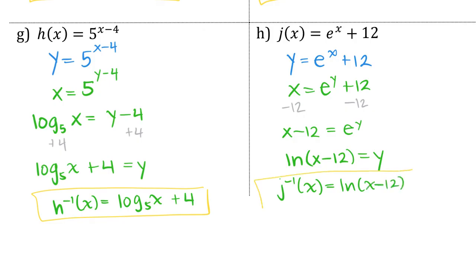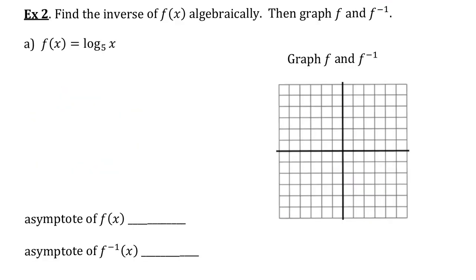If you wrote your answer like this, it's technically also correct. We just never write log base e. We always change it to natural log because we know that that automatically is log base e. Now let's actually find the inverses, graph them, and then look at them to make sure they look like they are in fact inverses of each other.